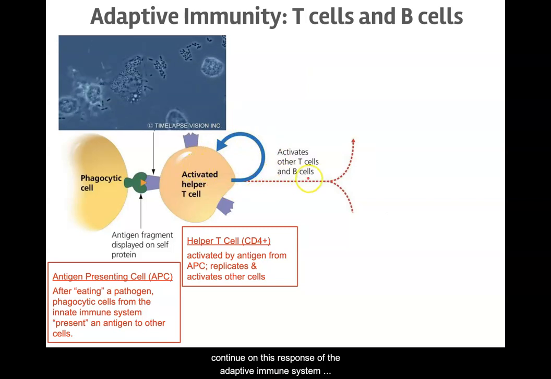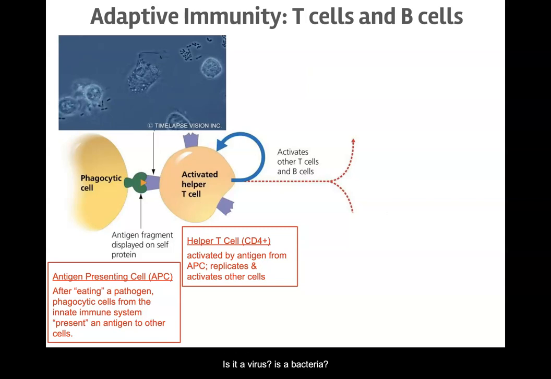They then go on to activate other T cells and or B cells. It kind of depends on what is attacking the body. Is it an allergen? Is it a virus? Is it a bacteria? Is it a tumor? All these are going to be different responses. So T cells and B cells don't necessarily have to come together in the adaptive immune response. It depends on what's invading the body, whether a pathogen or an allergen.